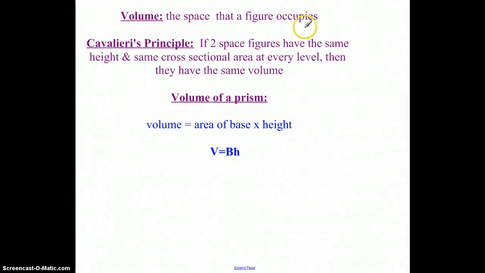a figure actually occupies. Now Cavalieri's principle is just that if two space figures or three-dimensional shapes have the same height and they have the same cross-section area at every level, then they have to have the same volume. Now basically to find volume, I'm going to have to find the area of the base times the height. That's the way that it works.